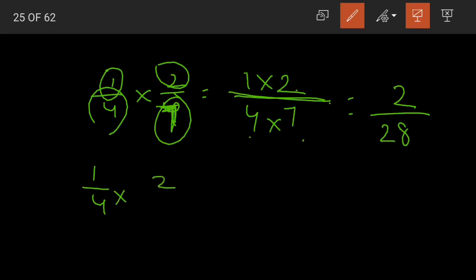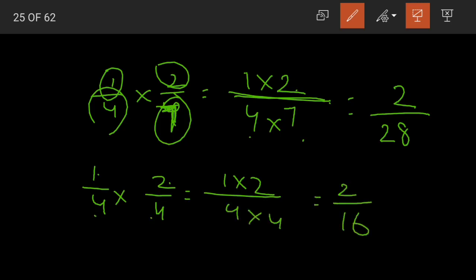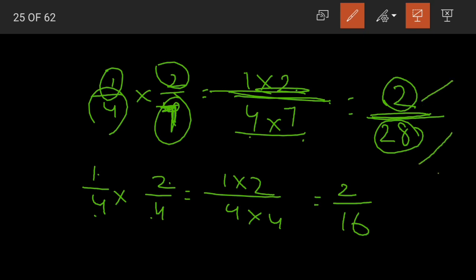See, even if they are like fractions, what will we do? 1 into 2 divided by 4 into 4. 1 2s are 2, 4 4s are 16. So when we are multiplying two fractions together, the product will be the product of the numerators divided by the product of the denominators. It is a very simple concept, the multiplication of fractions. What is it? Product of numerators divided by product of denominators.